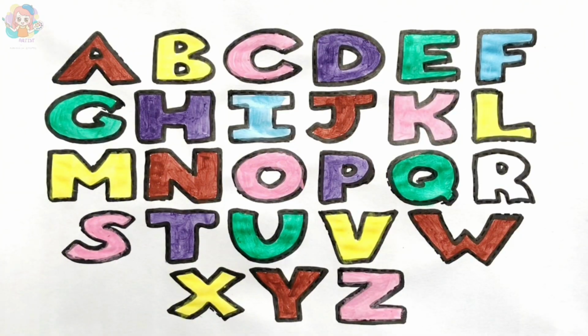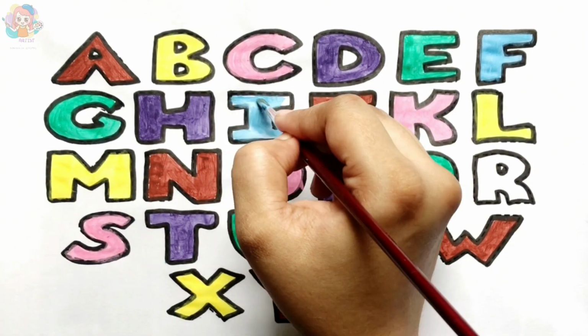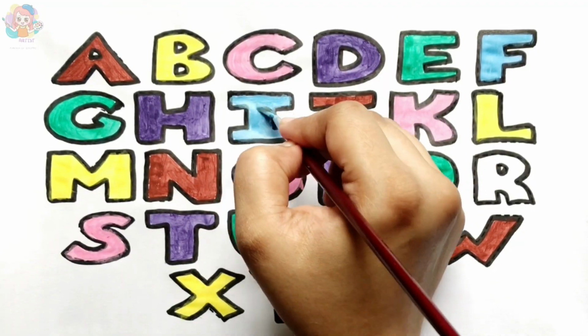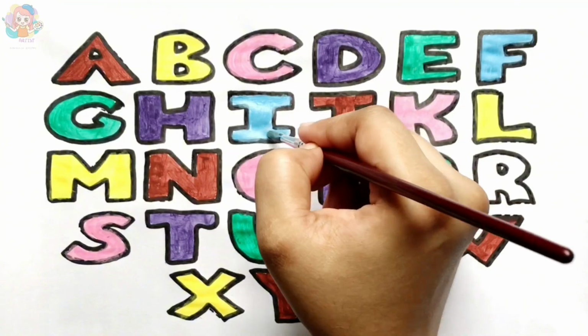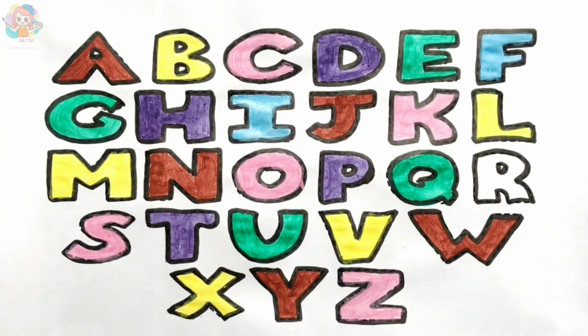B, C, D, E, F, G, H, I, J, K, L, M, N, O, P, Q, R, S, T, U, V, W, X, Y, and Z. Now I know my ABCs. Next time, won't you sing with me?